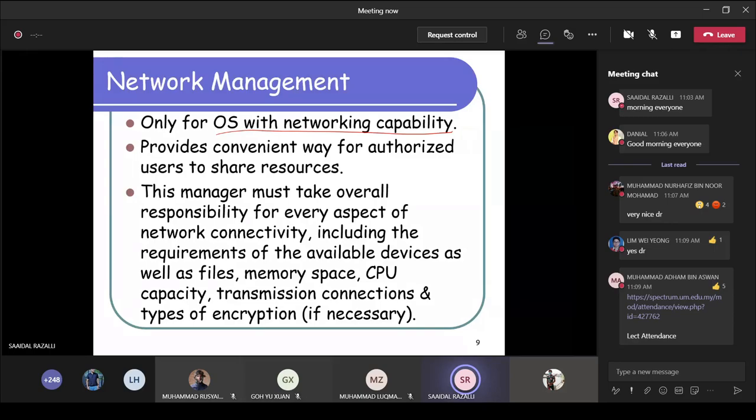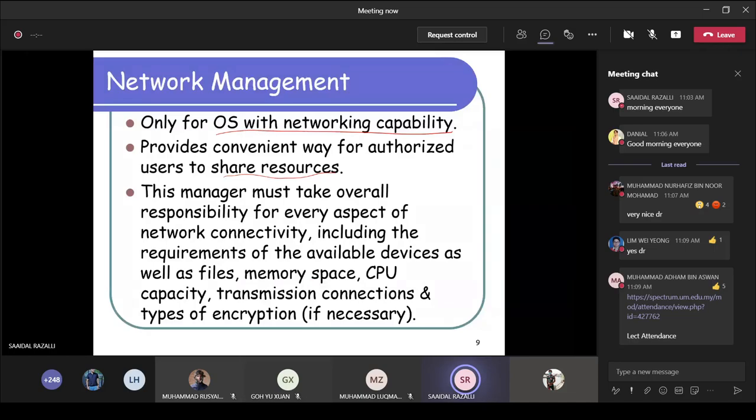Not sure which OS. Now, all OSes can handle networking capability. It provides a convenient way for authorized users to share resources. This manager must take overall responsibility for every aspect of network connectivity, including the requirements of available devices, as well as files, memory space, CPU capacity, transmission connection, and types of encryption, if necessary.